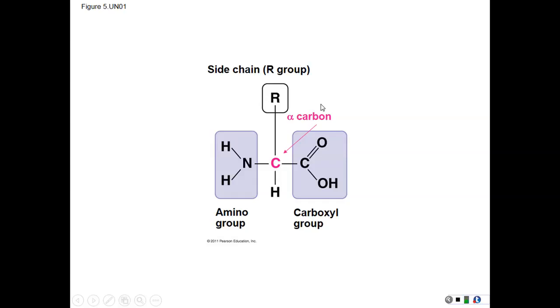And that thing is called an R group, right? R is short for reactive or reaction group. That's ultimately where the real action is for the amino acids.